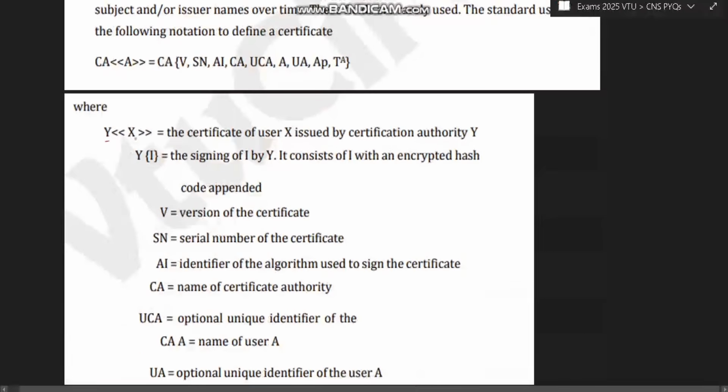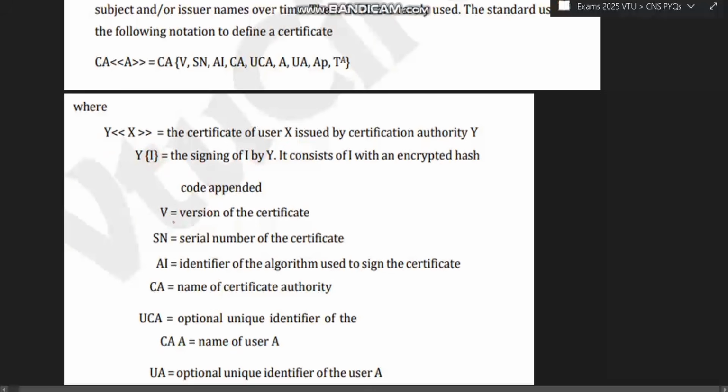Okay, so Y<<X>> means the certificate of user X. X is the user, the certificate authority is Y, like that. Okay, and Y<<I>> means the signing of I by Y. The signing of I by Y, which consists of an encrypted hash code appended.